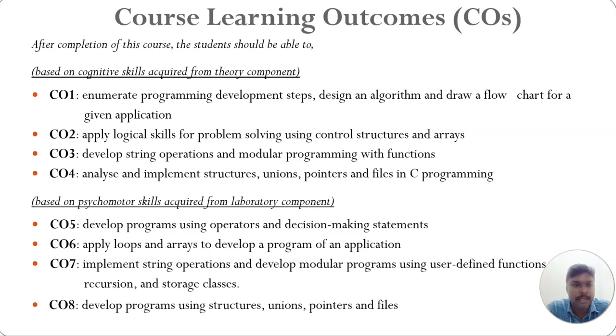theory component, and the remaining 4 course outcomes which are there after CO4, which are based on the psychomotor skills acquired from the laboratory component. So put together we will be having total 8 course outcomes. So after completion of this integrated laboratory course, the student should be able to understand all the 8 course outcomes.